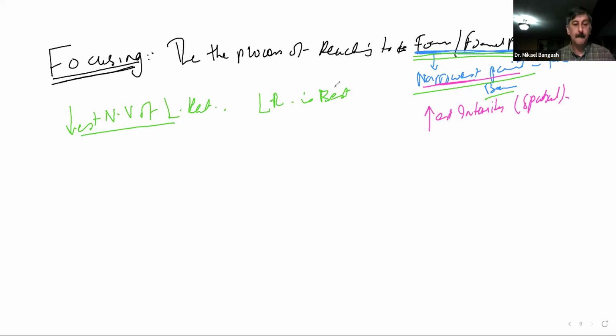But the whole point of focusing is mainly a matter of bringing the beam to its narrowest point, to where it becomes narrowest.